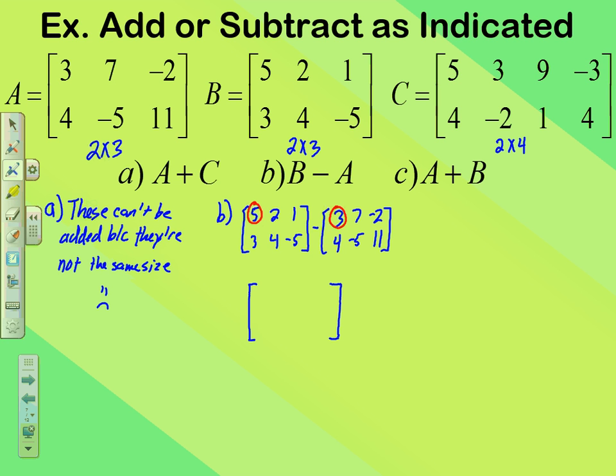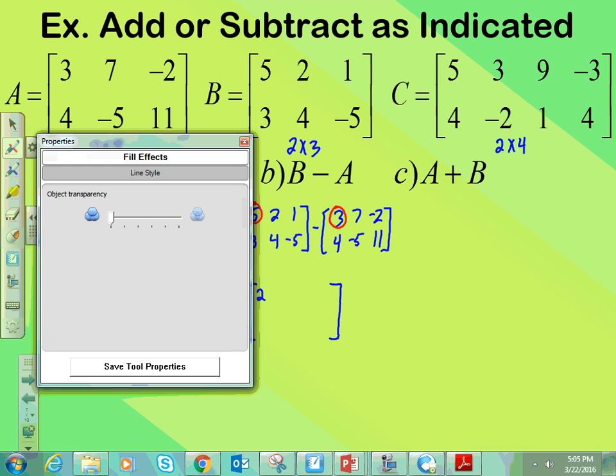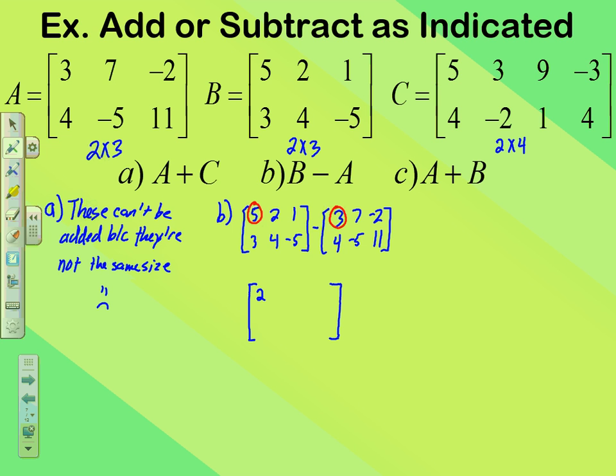It's just the numbers change. So we're going to say 5 minus that 3. That gives me a 2 here. Okay, I don't think I need to necessarily pick a different color each time, but let's go ahead and keep it consistent for the time being.